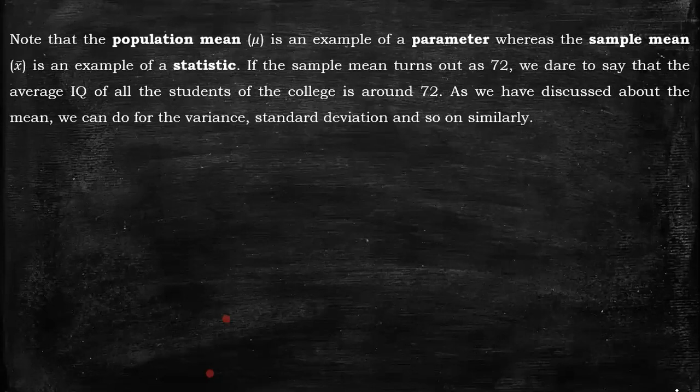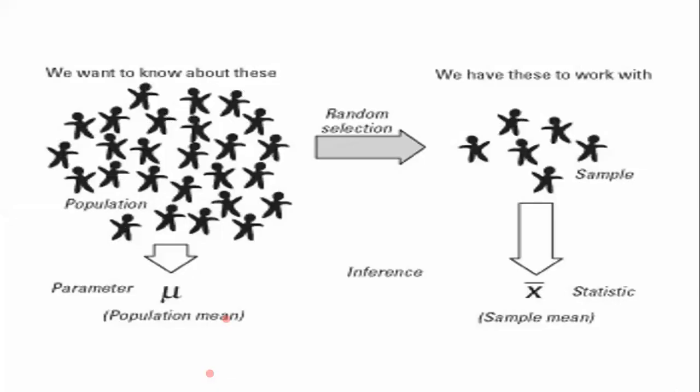Now, the population mean mu is a parameter, whereas the sample mean is a statistic. If the sample mean turns out to be 72, yes, we take some risk and we dare to say that the average IQ of the students of the college, the mean of the population, is also around 72. As we have discussed about the mean, we can do the same thing in case of variance, standard deviation, and some other functions also. Okay.